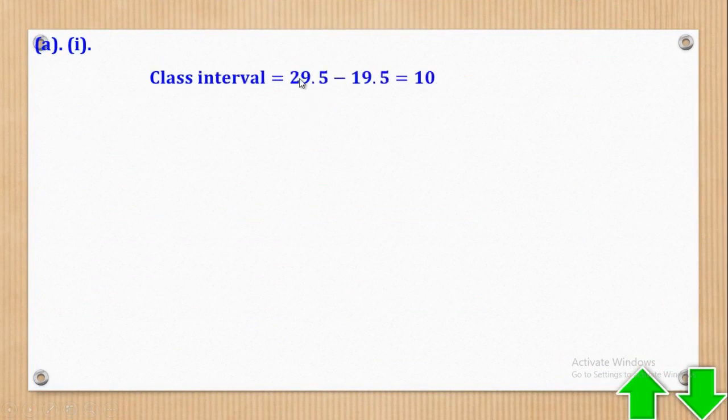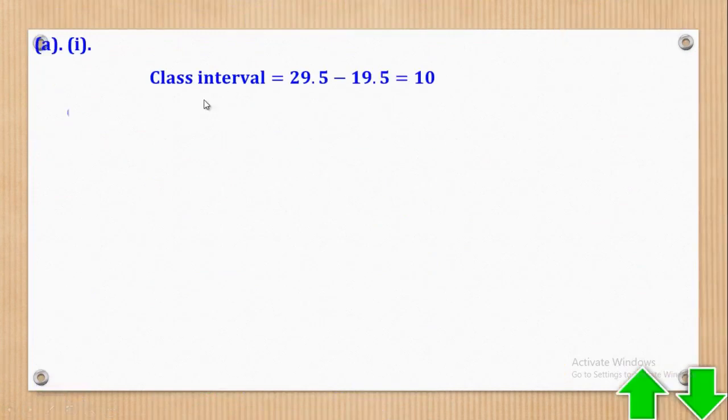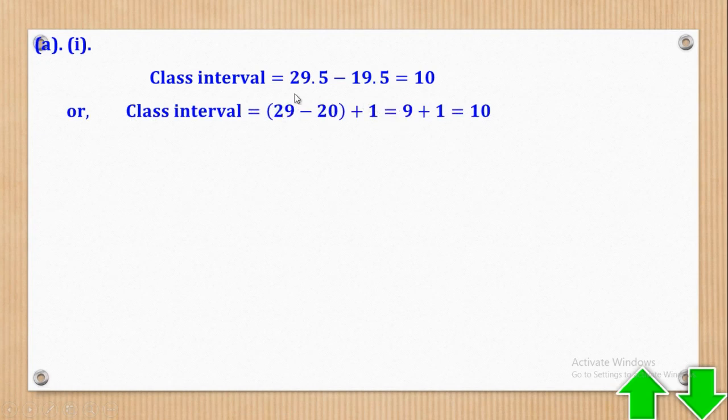So the class interval is got by the difference between the class boundaries. There are two ways of getting class interval, either from class boundaries or from the class. If I use class boundaries, I'll just get the difference, so 29.5 minus 19.5, that would be my class interval. Or if I use class, I'll have to say 29 minus 20, everything plus 1. So any of the two works. So class interval is equal to 29 minus 20, after that plus 1. 29 minus 20 is 9, 9 plus 1 is 10. So that means that the class interval is 10 and can be got from any of the two approaches.